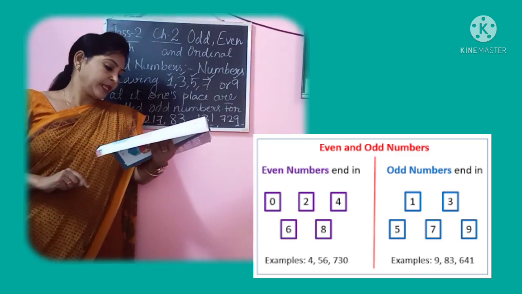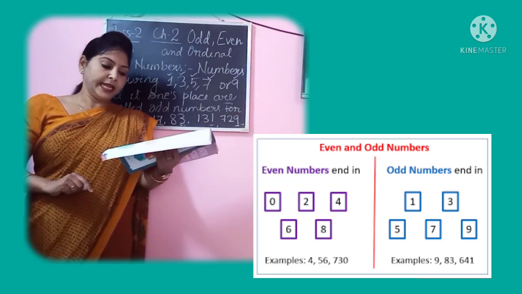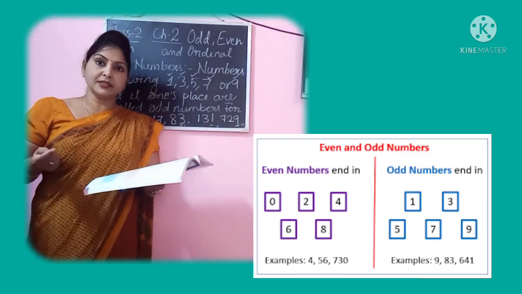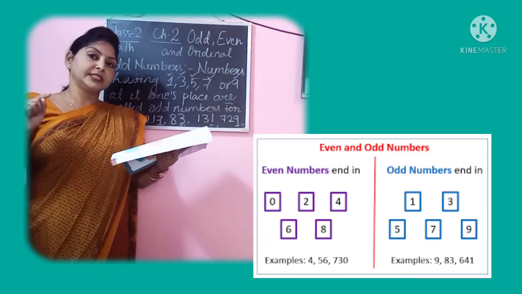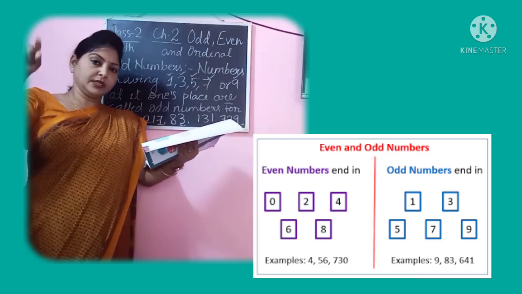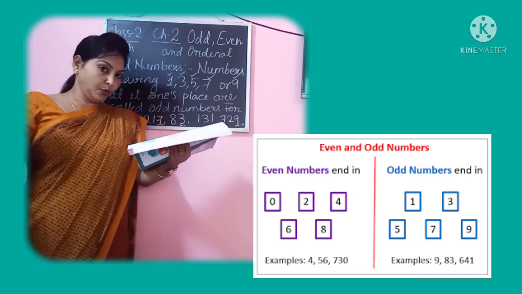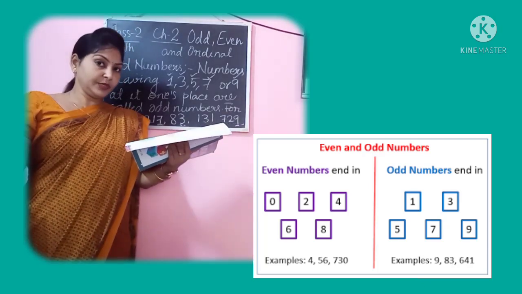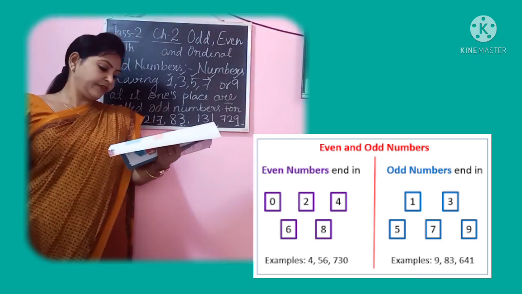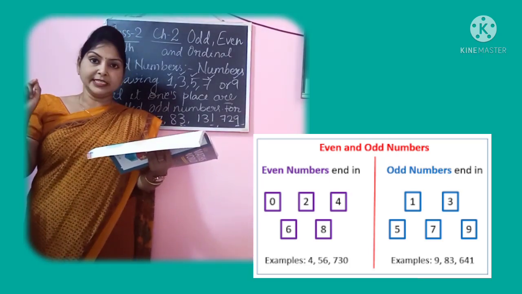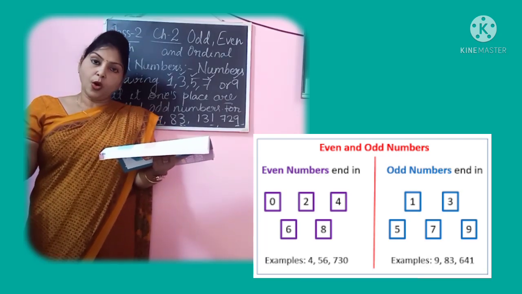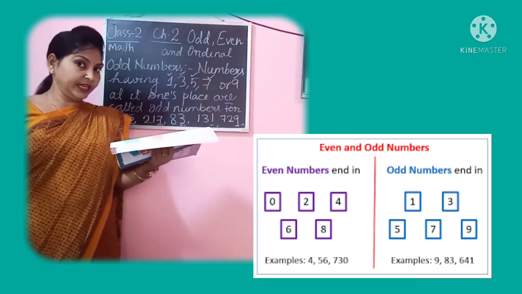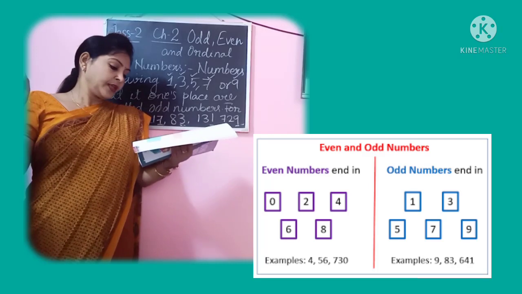Coming to number 3. Encircle the odd numbers with blue and even numbers with red. Now since you are at home, you must be having pencil colors. You can use pencil colors to circle the odd numbers with blue color and even numbers with red color. Look at the first number, 321. Now 1 is at ones place, so it is an odd number. You will circle it with blue color. 124, even number. You will circle it with red color.